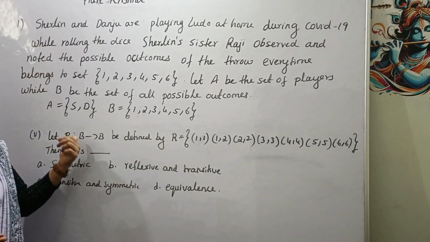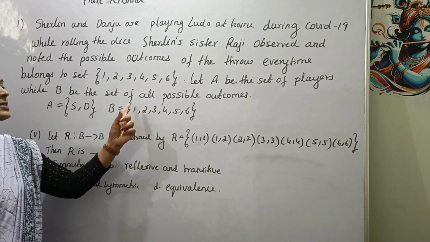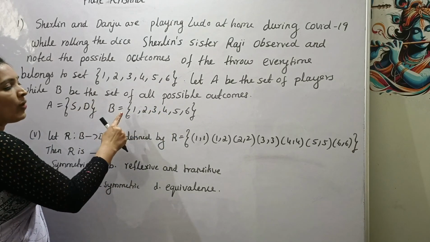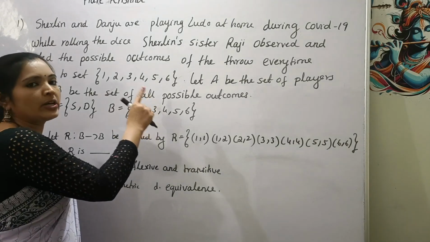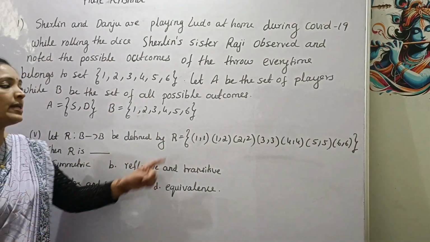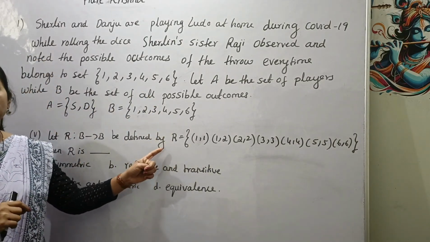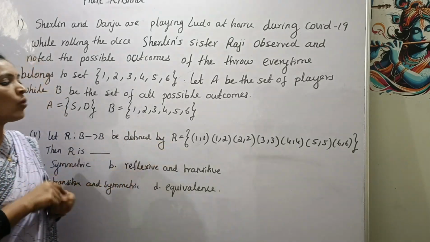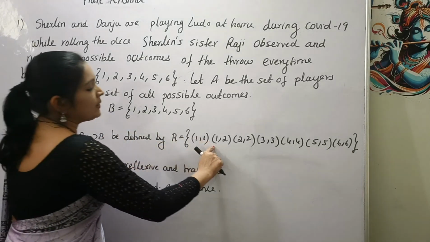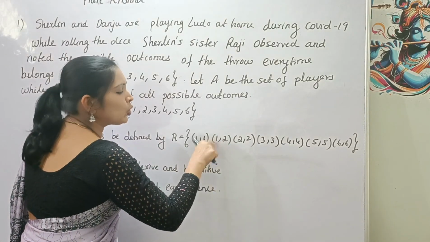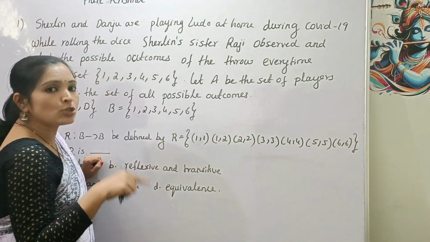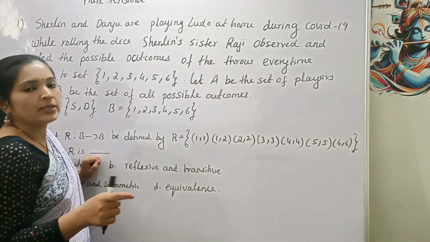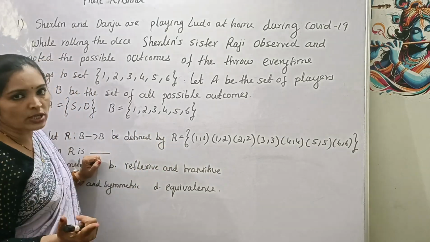Because here it is a relation from B to B, right? Elements of B are 1, 2, 3, 4, 5, 6. For reflexive, all these elements (1,1), (2,2), (3,3), (4,4), (5,5), (6,6) should be contained in this set R, right? So here R is reflexive. Then what about symmetric? Take this element (1,2). (1,2) belongs to R, but (2,1) does not belong to R, right? Therefore, R is not symmetric. R is reflexive but not symmetric.